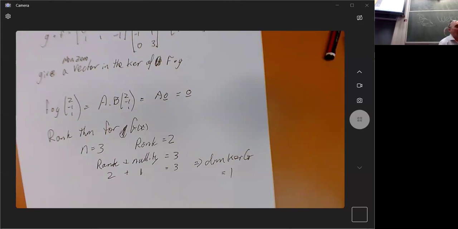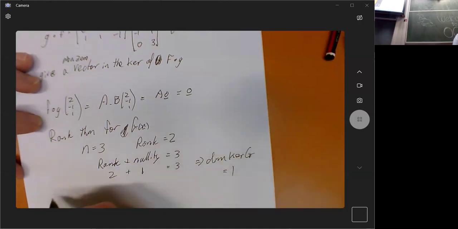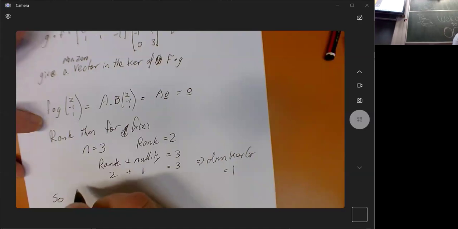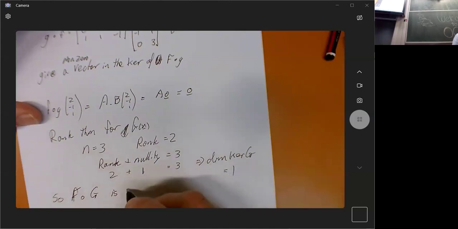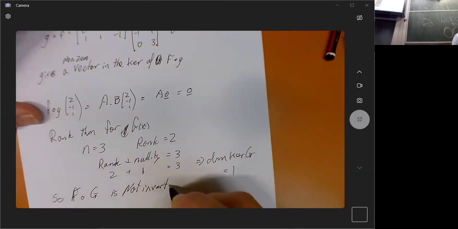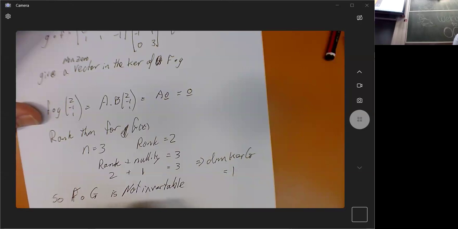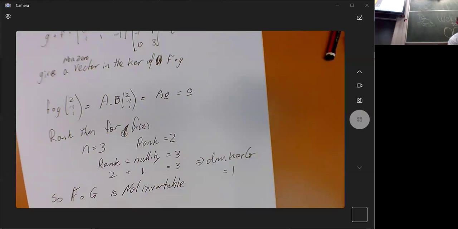Is G composed of F invertible? All right. It won't work with these. Right, it is G composed of F that is invertible.